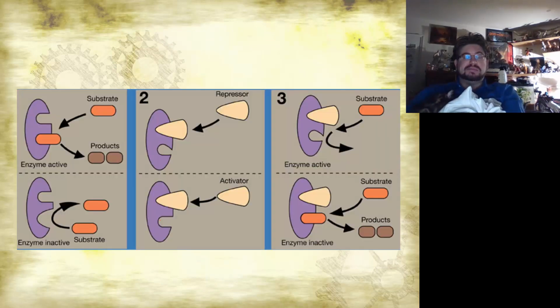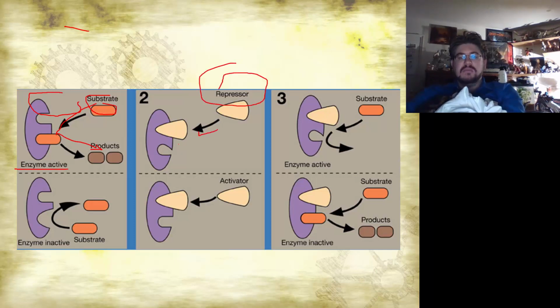Yeah. So here's my picture of various of the types of regulation. So here we have a substrate, and it can bind and produce our products, and our enzyme is defaulted to active. So we want to turn it off. So here's our allosteric repressor, binds. We have an altered conformation, and our substrate is unhappy, can't bind anymore.